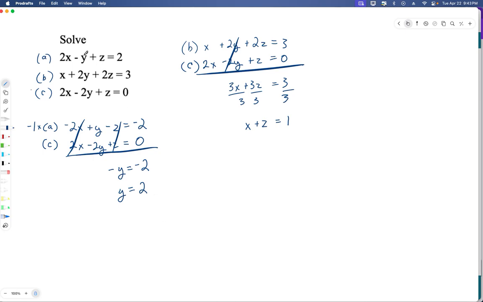All right, I'm going to go back up to A. And right here, 2x minus y is 2 plus z is equal to 2. I'm going to add 2 to both sides.